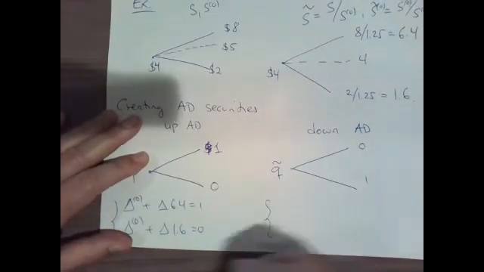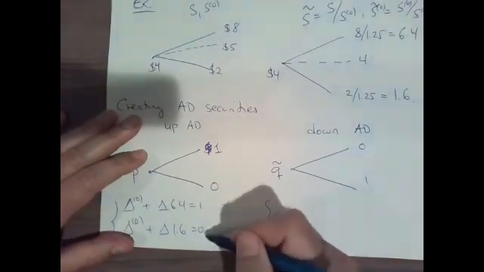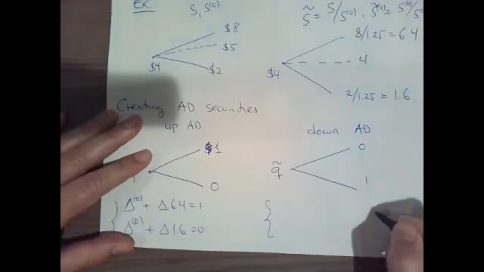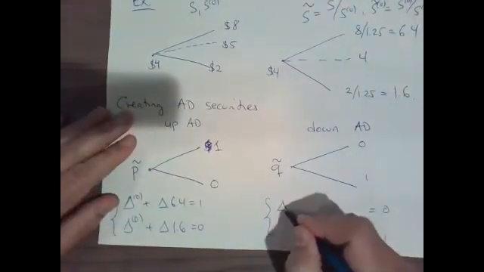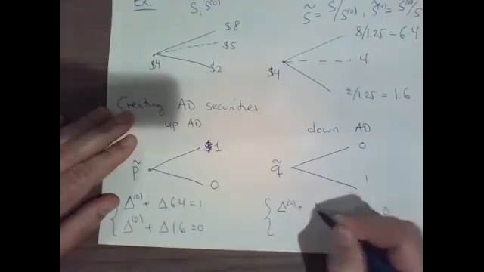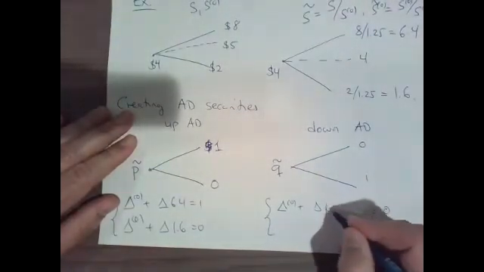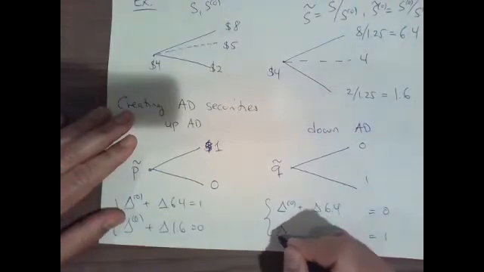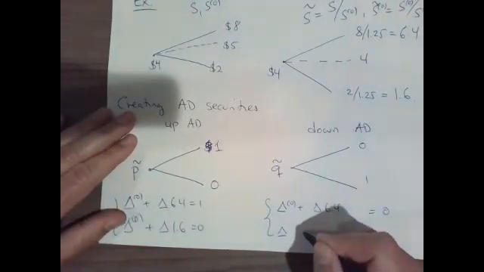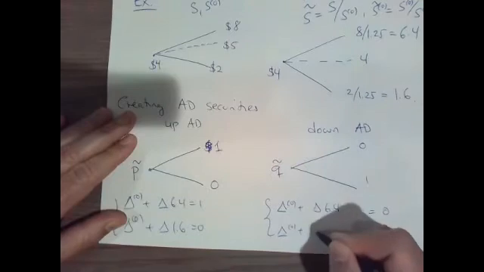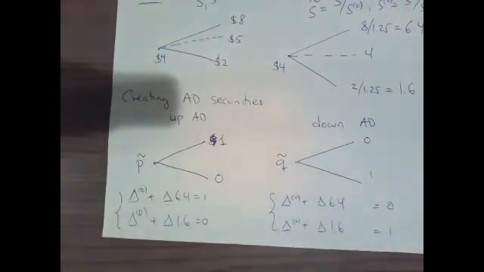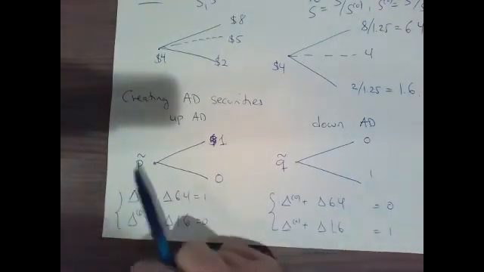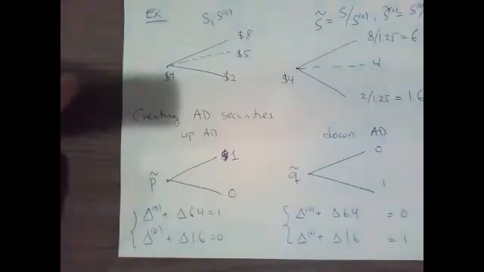This system over here, the only thing that changes is the right-hand side. I'll have a 0 and a 1, and so up here I'll have delta 0 plus delta times 6.4. And down here I'll have delta 0 plus delta times 1.6. Well, I've got 2 systems and 2 equations. I solve them, and I'll get P tilde and Q tilde. How will I get that?